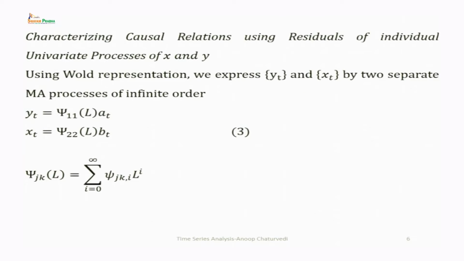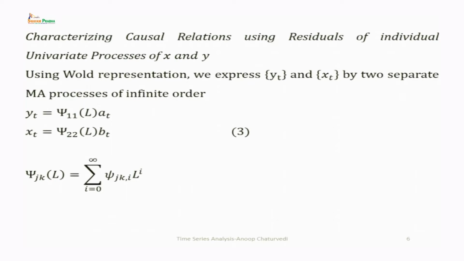Now, we characterize causal relations using residuals of individual univariate processes of x and y. So far we have considered the AR representation or the MA representation for characterizing the causal relations. Now, we consider the residuals of individual univariate processes of x and y for characterizing the causal relation. So, using the Wold representation, we can express y_t and x_t by two separate MA processes of infinite order.